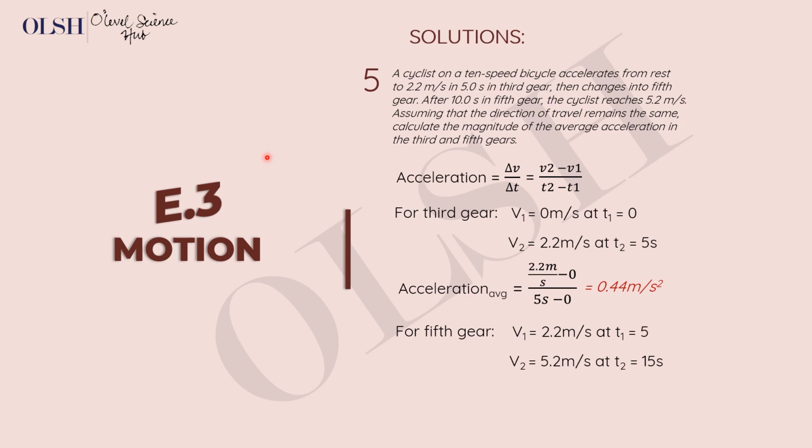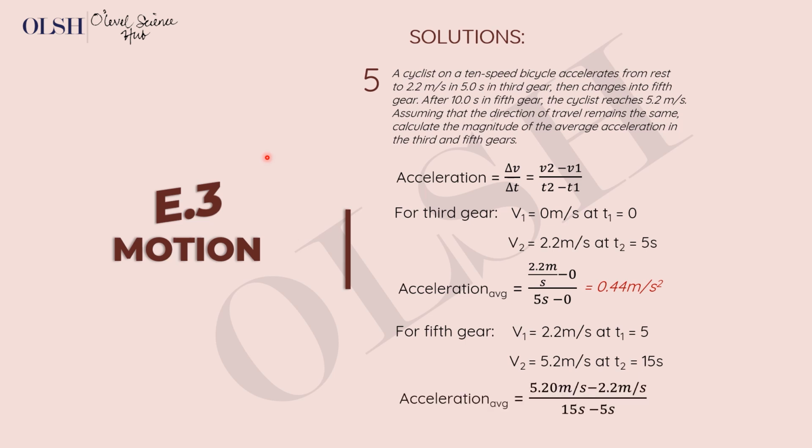And the time t2 is 10 seconds plus 5 seconds. 10 seconds is the time it spent on the fifth gear, and 5 seconds is t1, the time it spent on the third gear. So you need to understand that our t2 is 10 seconds plus 5 seconds, because it started at 5 seconds and spent 10 seconds in the process. So obviously t1 is 5, so t2 should be 15.